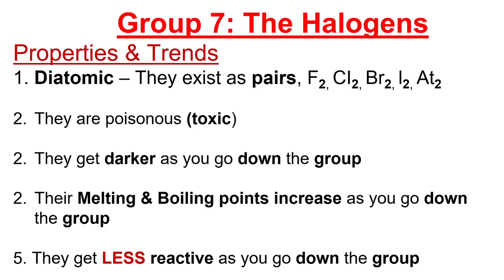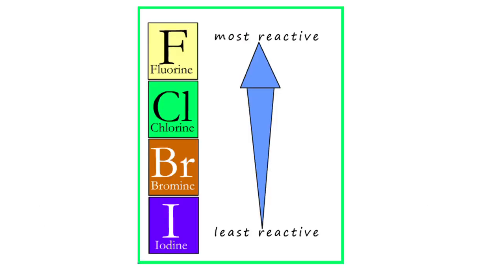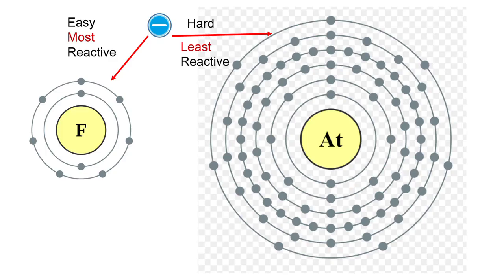Their melting and boiling points increase as you go down the group, and they get less reactive as you go down the group. Now, why does the reactivity decrease as you go down the group? Well, it's actually very similar to why the group 1s increase. All halogens have 7 electrons in their outer shell and need to attract 1 more. Let's take a look at fluorine. There's not a lot of electron shielding. It's got a small atomic radius, so it will easily hoover up that last electron. Whereas an iodine atom has a load of electron shielding and a large atomic radius, therefore it will find it hard.